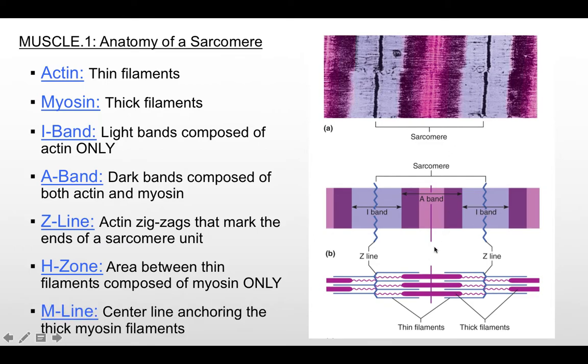Finally, the M line is a structure not labeled on this picture, but it goes down the very center and it anchors all these myosins together. So this line right here would be your M line.